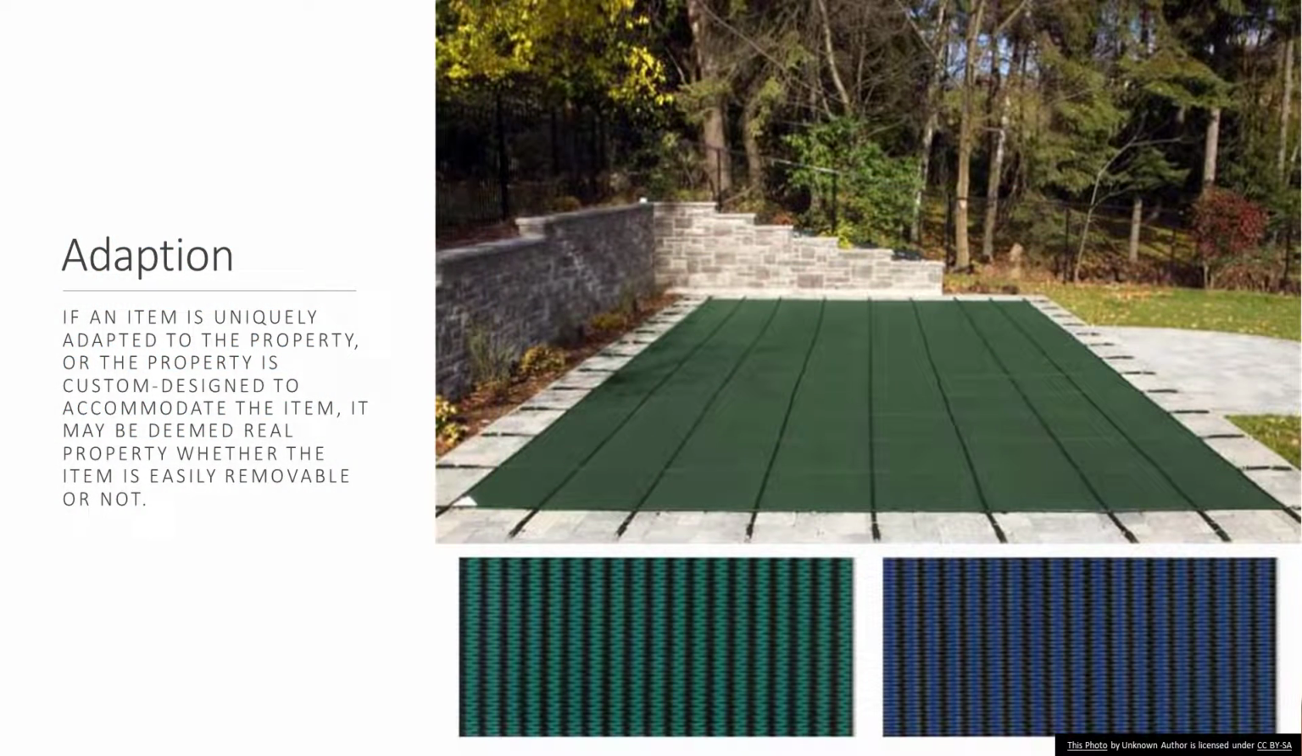Adaption to the real estate. If an item is uniquely adapted to the property, or the property is custom designed to accommodate the item, it may be deemed real property whether the item is easily removable or not. Examples include a pool cover that goes with the pool on the property, or a set of keys to the front door. Both items can be removed, but are integral to the property.